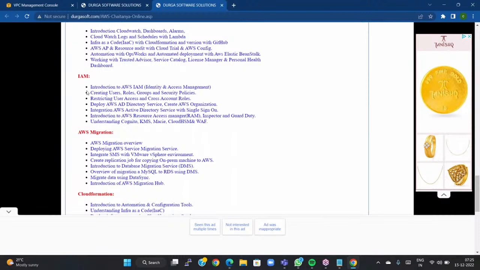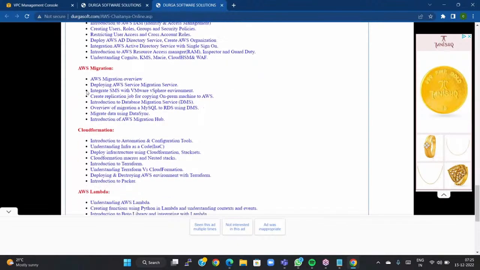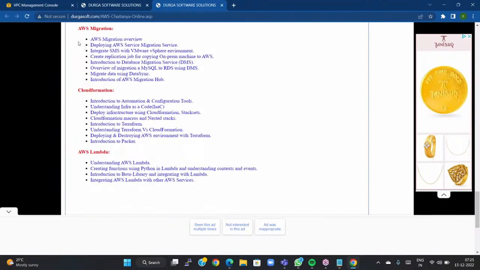So IAM, identity and access management. Here you are going to learn how to create the users and what is meant by roles and all the things. And after that, we will be going back to, if possible, I can show you AWS migration. This is a star mark, guys. I cannot definitely say that we are going to learn about the migration services, but yes.